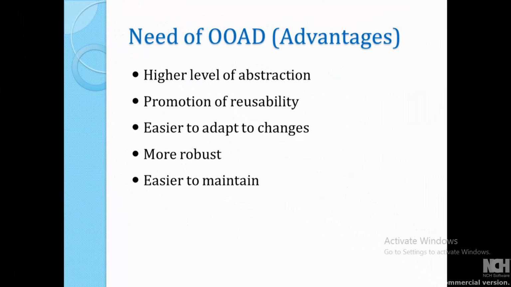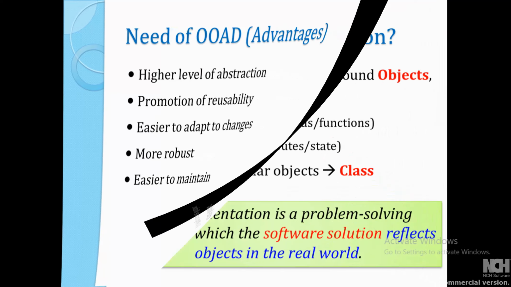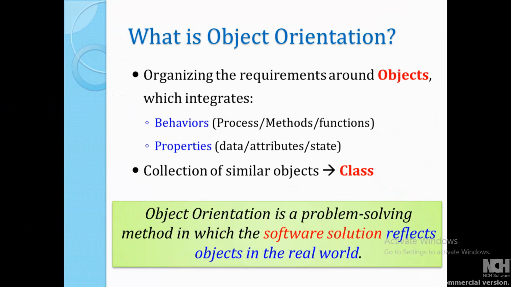The major advantages of OOAD include higher level of abstraction, better code reusability, easier adaptation to changes, improved robustness, and easier maintenance. These benefits make OOAD suitable for developing large-scale software applications. Object orientation is a problem-solving approach in which software solutions are modeled based on real-world objects. Every object contains properties that represent data and behaviors that represent actions.